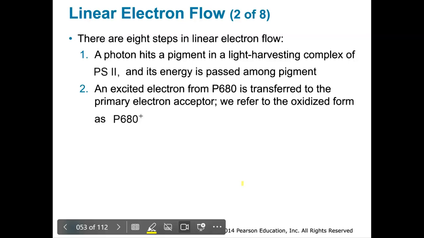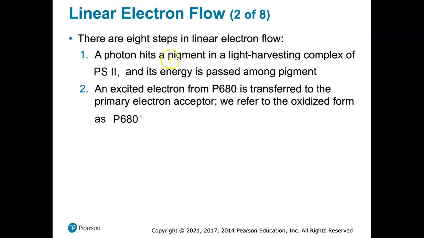There are 8 steps in linear electron flow during the light reactions, basically. All right, the first step is a photon of light is absorbed by a pigment in the light harvesting complex. So photon hits a pigment, and its energy is passed among pigment molecules. So basically, it causes an electron to bounce from one pigment to another among the light harvesting complex.